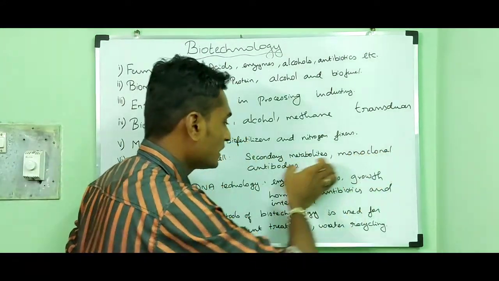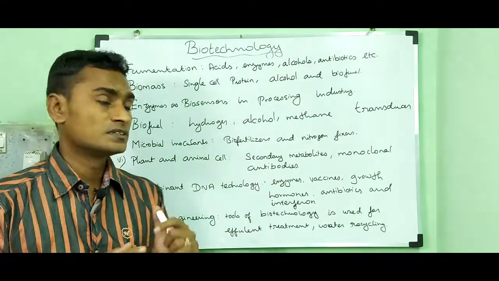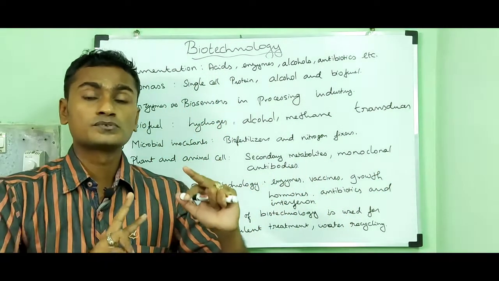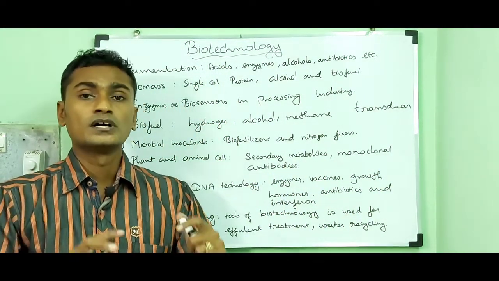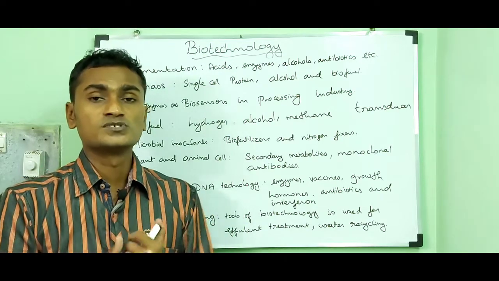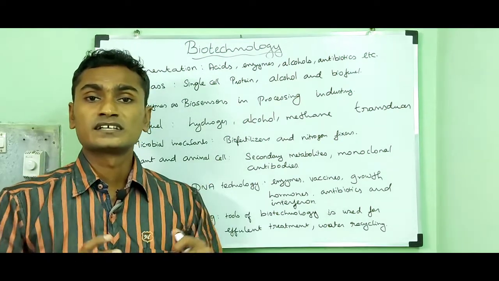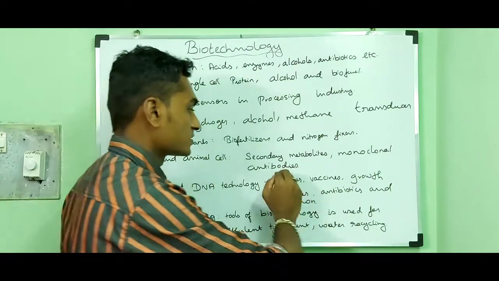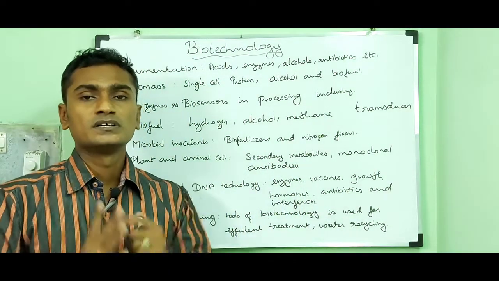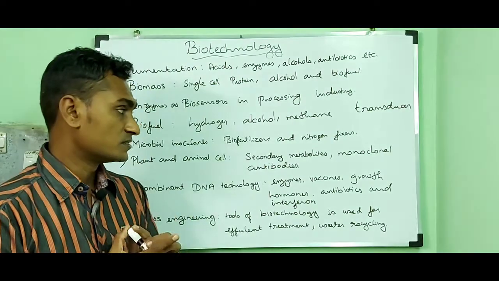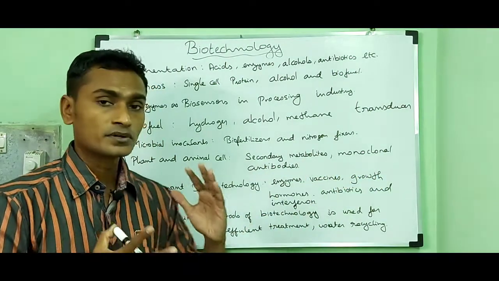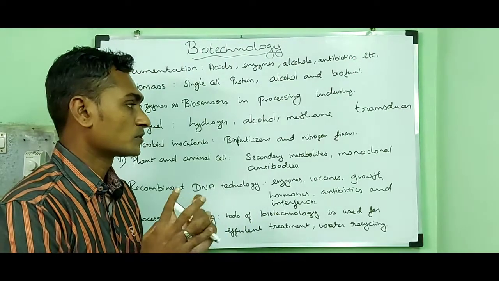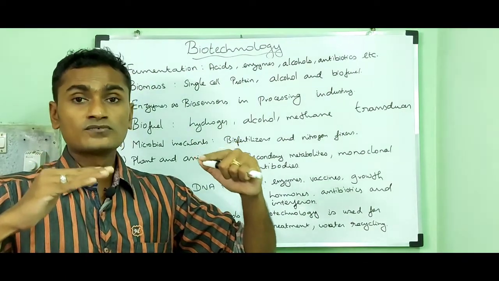Then monoclonal antibodies. It is an important antibody. These monoclonal antibodies act as a substitute for immune cells. It can restore our immune system. It can attack cancer cells. So the monoclonal antibodies are produced by hybridoma technology. So the monoclonal antibodies are very important antibodies to attack cancer cells. So monoclonal antibodies are nothing but substitutes for immune cells.